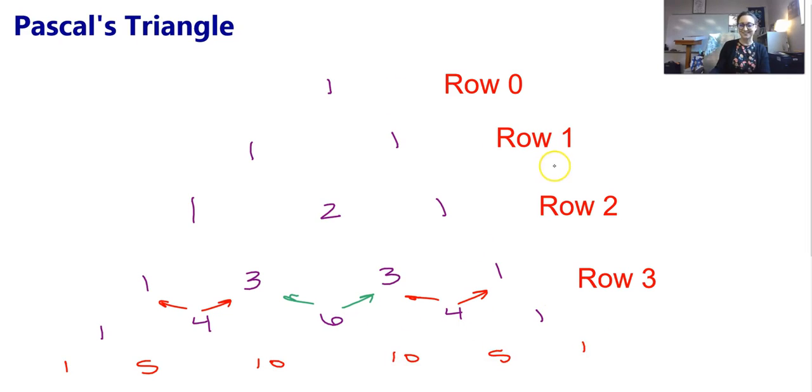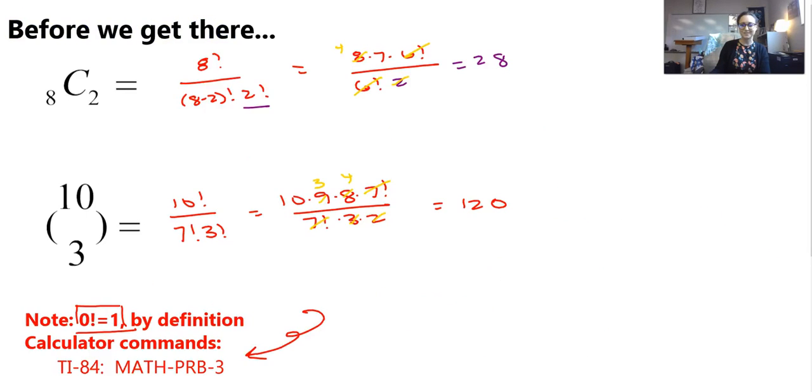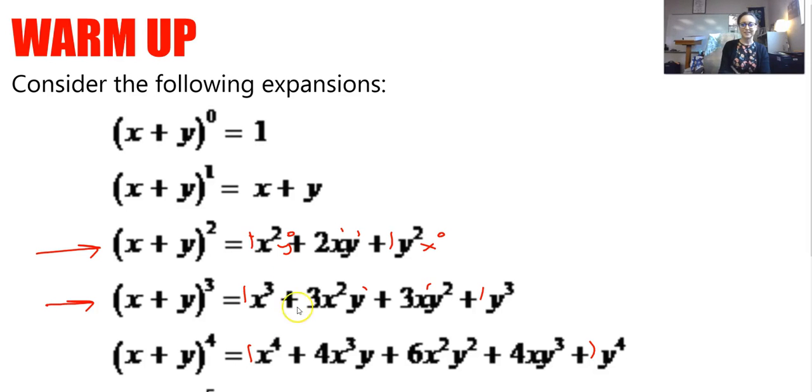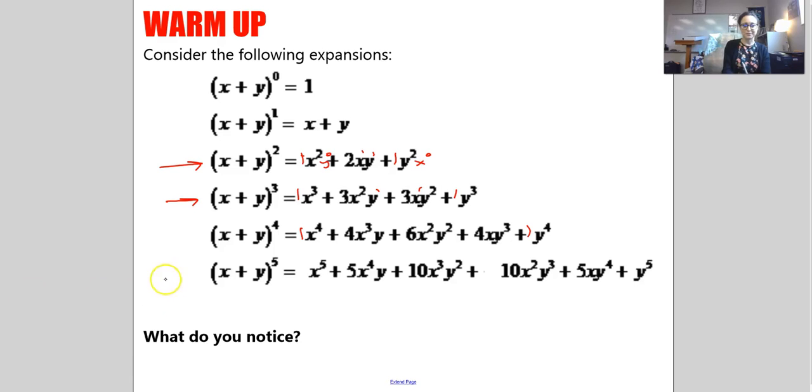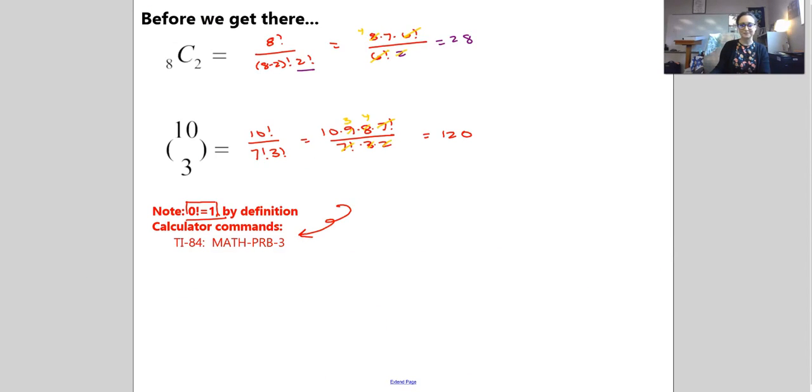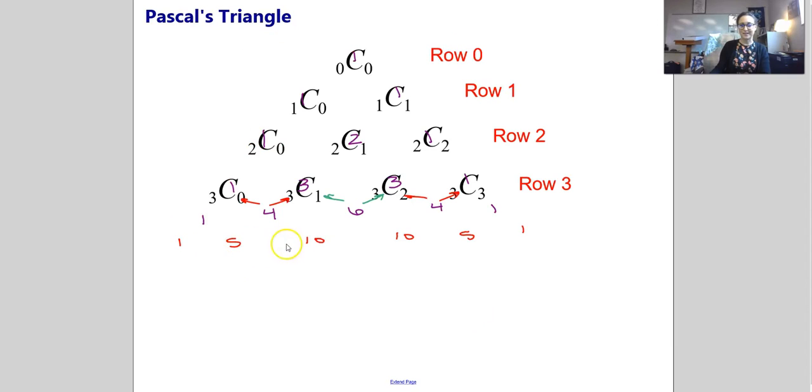Why do we care so much about these? Let's take a look at that first screen again. Look at this row here. What are your coefficients? 1, 5, 10, 10, 5, 1, right? If we come back here, 1, 5, 10, 10, 5, 1. And that was row 5 because this was row 4. And this is row 5.